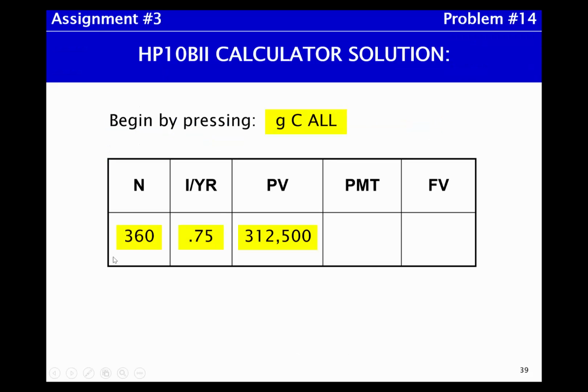Press gold clear all, put in 360 for N, 0.75 for the interest rate per year, 312,500 for the present value, and hit payment. And then you get that answer that was on the previous slide.